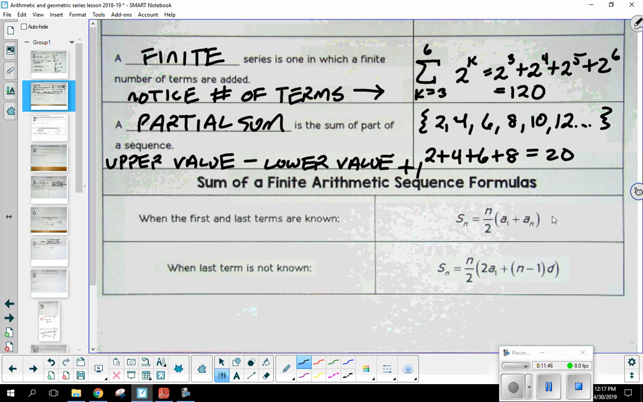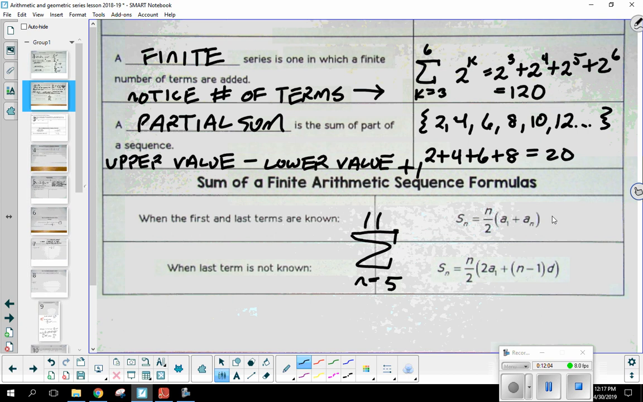So if I were to give you something like this, let's say we start with n equals 5, and I want to go to the 11th term. How many terms am I actually adding there?